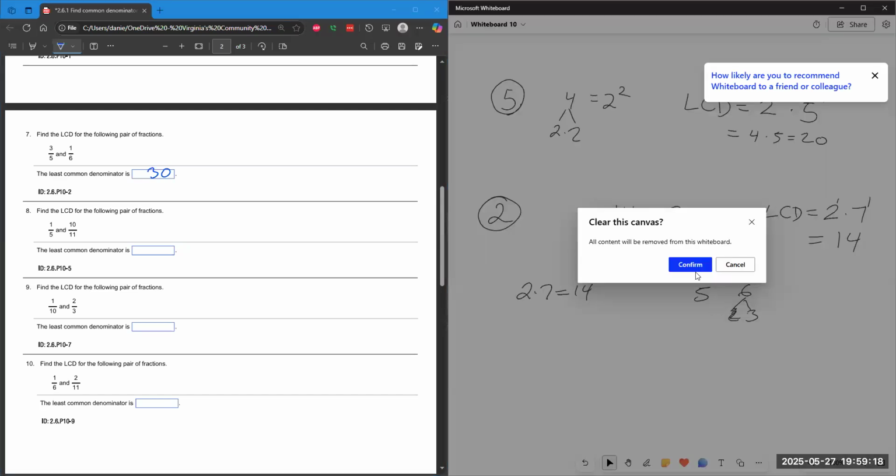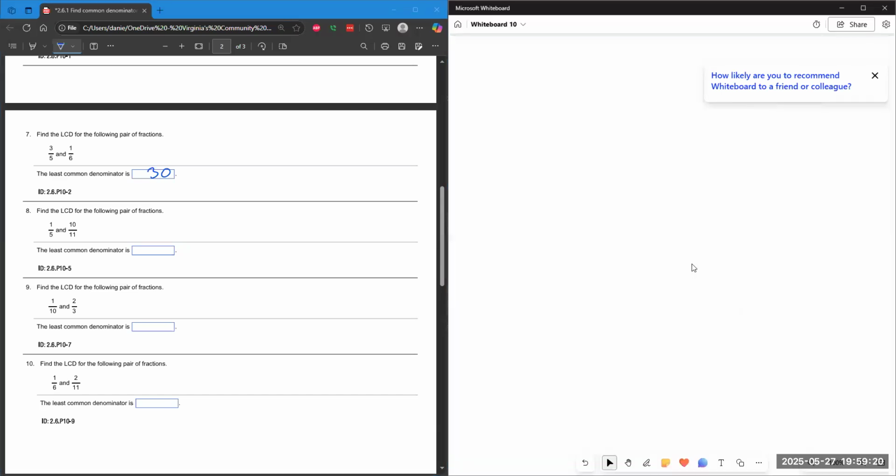5 and 11 are both prime numbers, no factors in common. 5 times 11 is 55. 10 and 3, 10 is 2 times 5. No factors in common. So I'm going to take 10 times 3 is 30. And then 6 and 11, no factors in common. That's 2 times 3. That's a prime number 11. So 6 times 11 is 66.